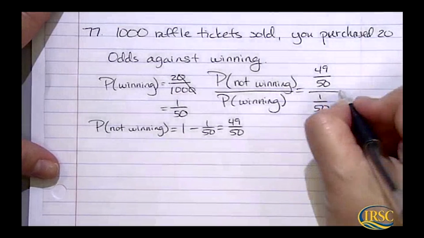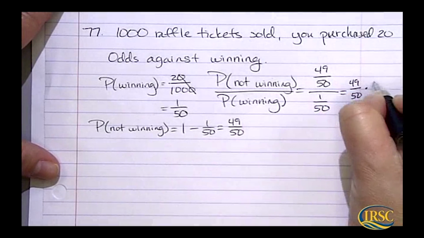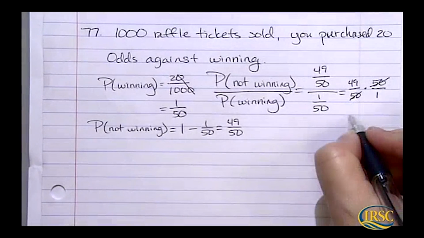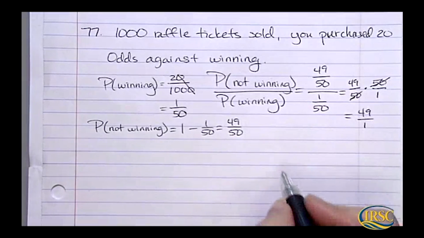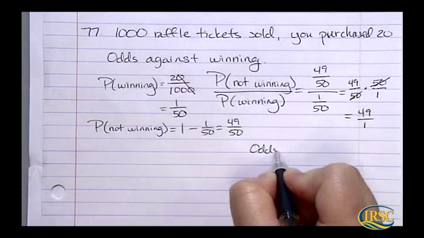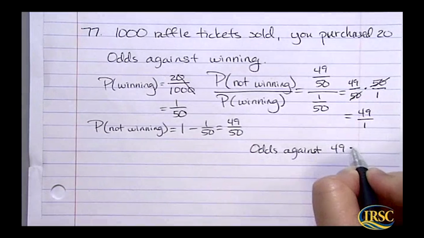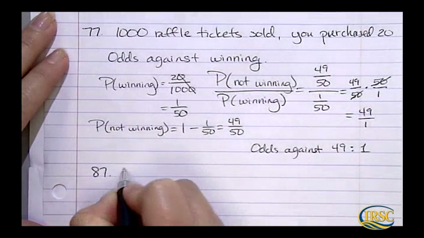All right, so this is just going to end up being the numerator times the reciprocal of the denominator. Okay, so I'm hoping we're all there to be able to skip that division step. Numerator times the reciprocal of the denominator. These cancel, and you get 49 over 1, which means the odds against are 49 to 1.